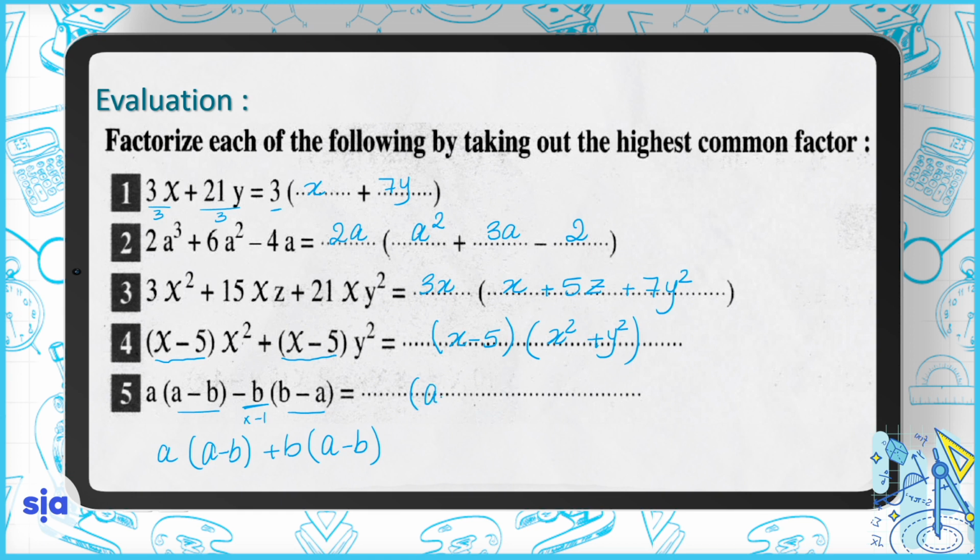Now the a minus b is the common factor, and the singles, the a plus b, is in the second bracket.